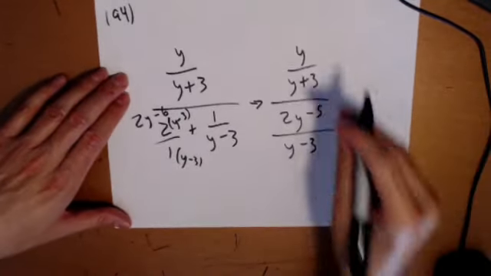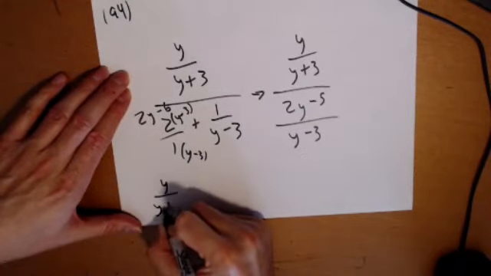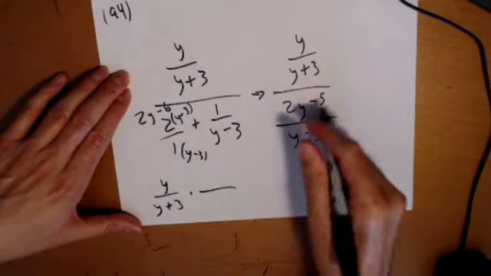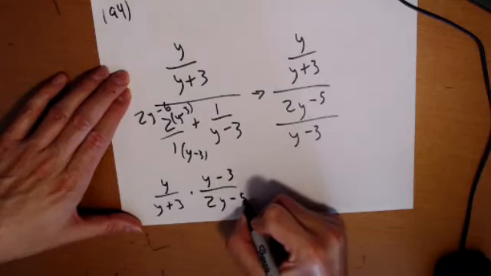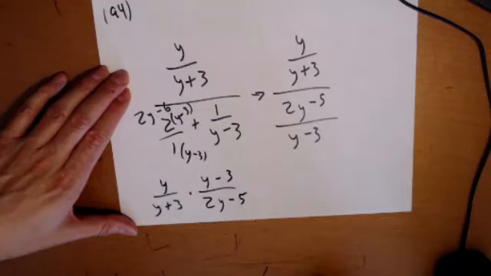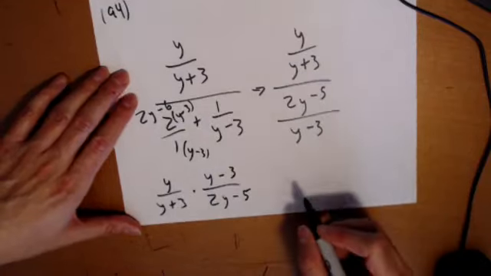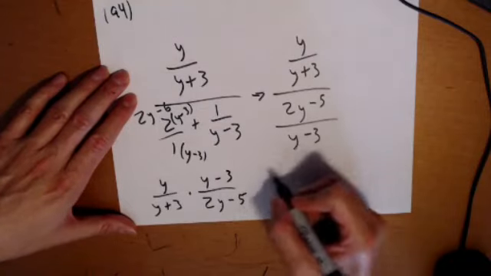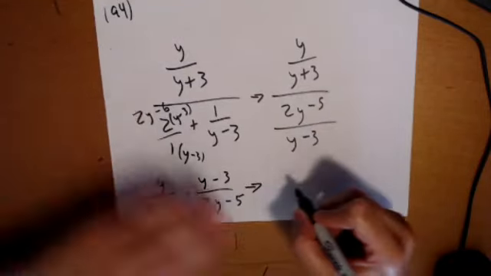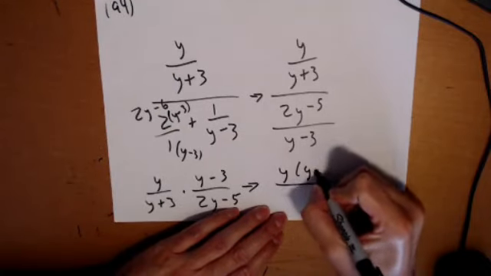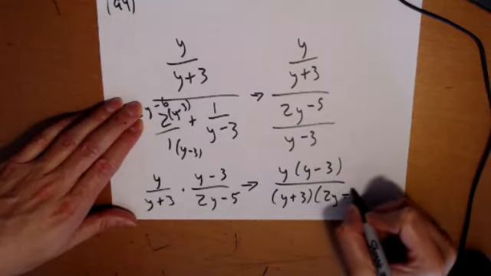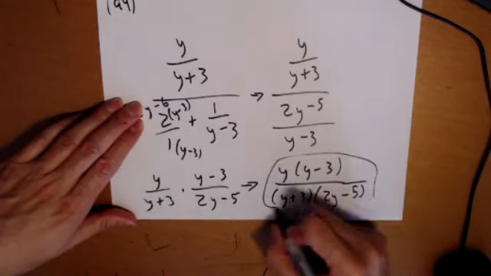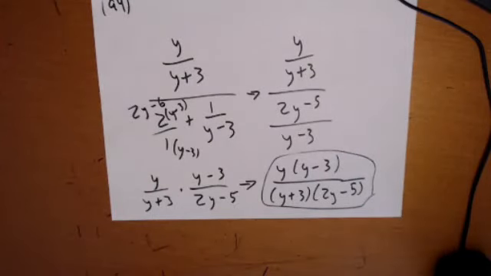So this divided by this is just this times the reciprocal, so flip it over, y minus 3 over 2y minus 5. Anything cancel? No. Okay, so we're done. So that's basically it. The book would probably write it on one line: y over y plus 3 times y minus 3 over 2y minus 5. Ta-da! Easy peasy. Okay, and that's 7-3.